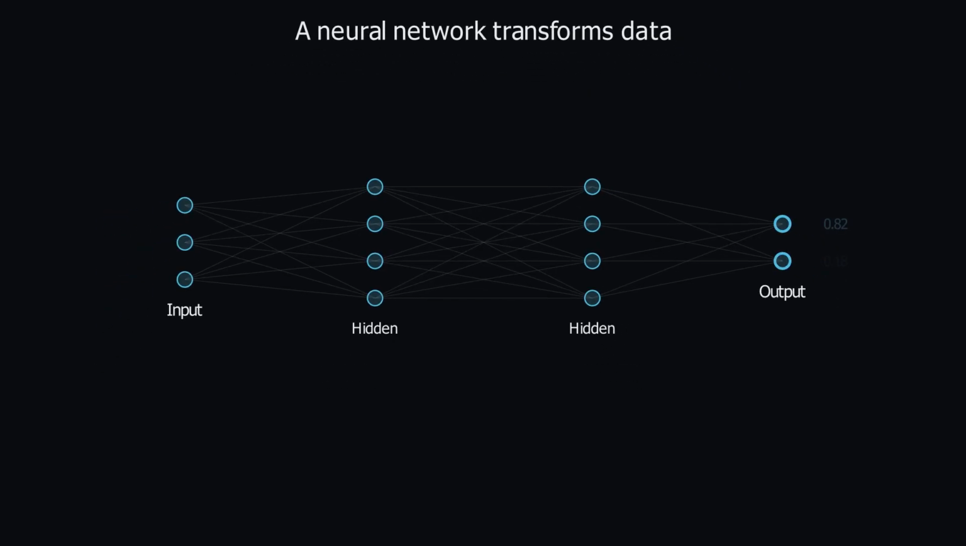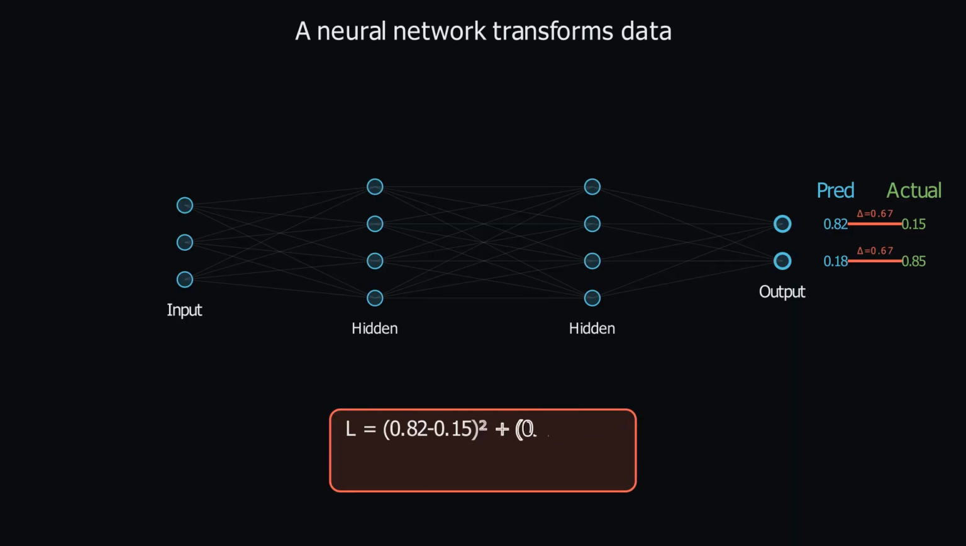Now let's see what happens when the network makes a prediction. We'll compare it to the actual target value, but the actual target values are different. The first output should be 0.15, not 0.82. The difference between prediction and target is the error. Let's visualize this error. The loss function quantifies this total error. For this example, we use squared error loss.